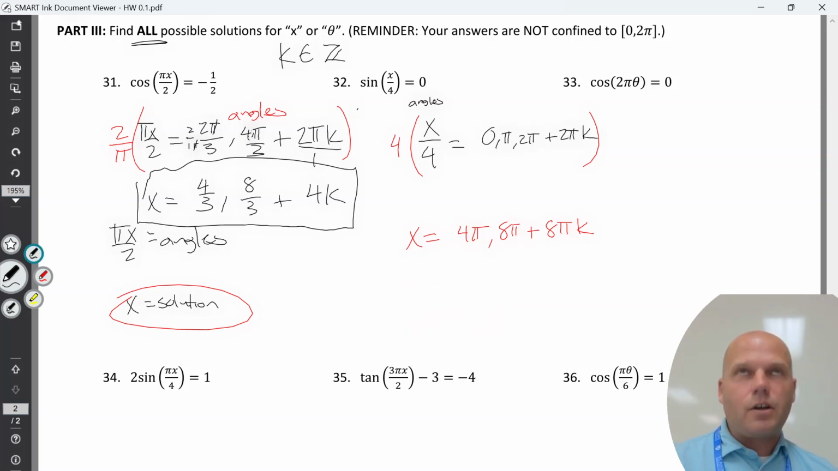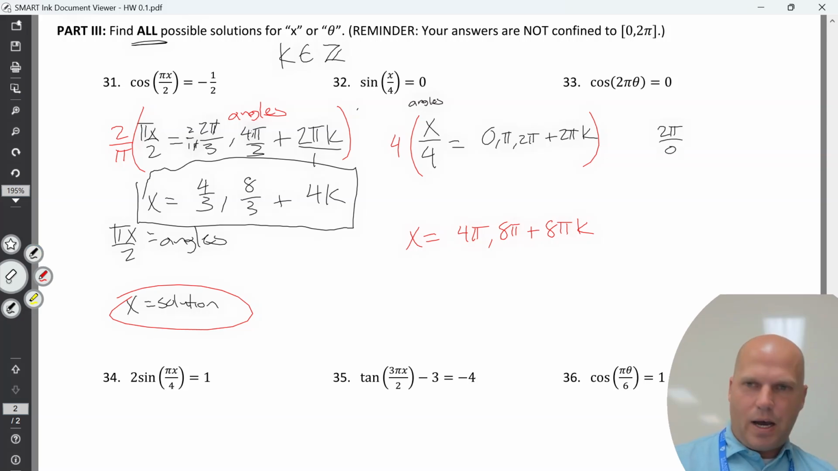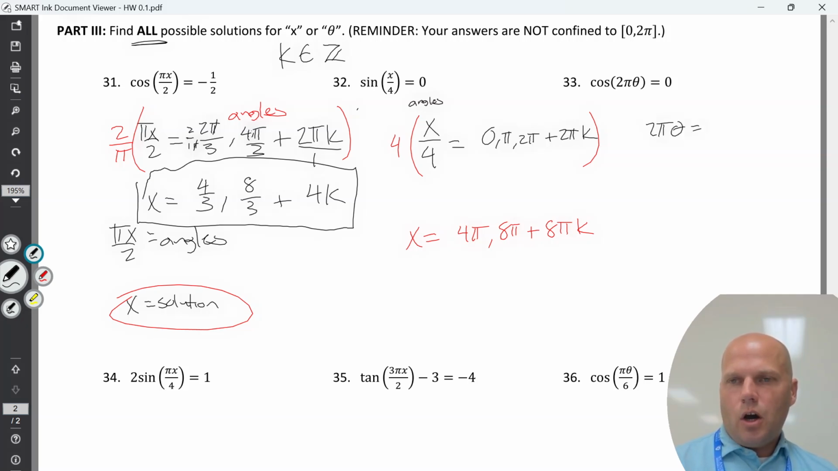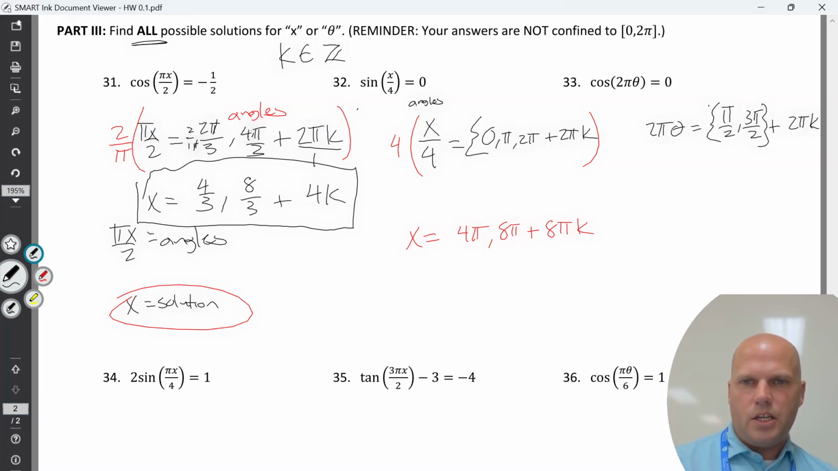When does cosine equal 0? Cosine equals 0 at the verticals. So all of my possible angles are at the pi over 2's, the 3 pi over 2's, and all coterminal angles. We should be using brackets around this, just to be a little bit neater in our notation.